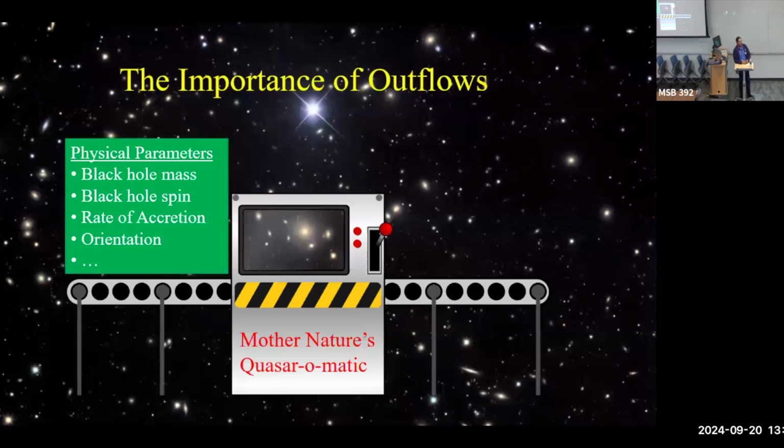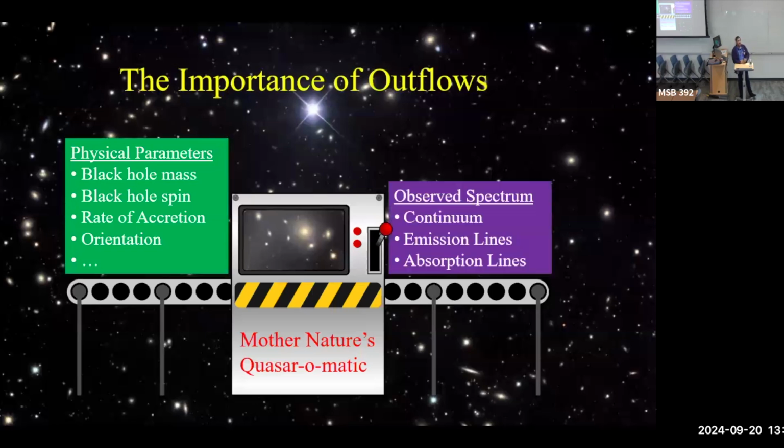And on the other side, nature takes all that and does what it does and produces the spectrum that we see. That has this continuum, it has these emission lines, has these absorption lines. And of course, what is in between is all the detailed, interesting physics. Physics of disks and jets and outflows. So that's my broad introduction now.